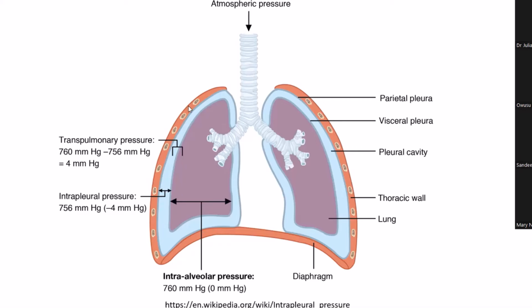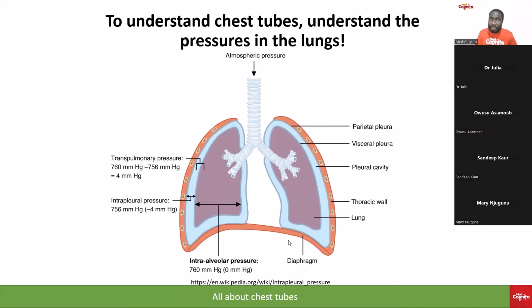When we are talking about chest tubes, we are talking about a tube which will fill the space. It is called the pleural space. Now, the interesting thing about this pleural space is that there is pressure there. But the pressure of the pleural space is a negative pressure. So whenever you see chest tubes in your NCLEX, remember, negative pressure in the pleural space.